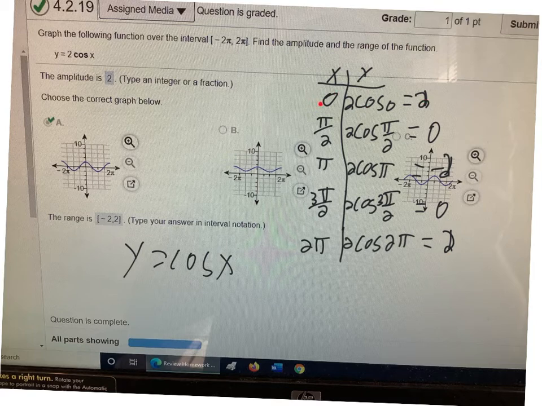So you could plot these points: 0, 2; pi halves, 0; pi, negative 2; then you continue on until finally 2 pi and 2. So you can plot points, but I think they just want you to memorize this and see the amplitudes too. And so instead of bouncing between negative 1 and positive 1, it's going to bounce between negative 2 and positive 2, which is the range.